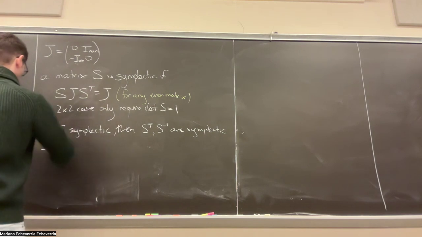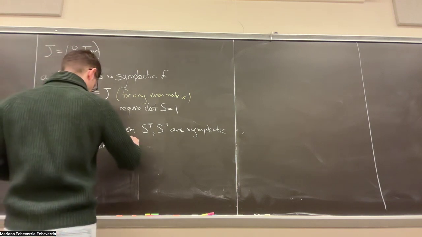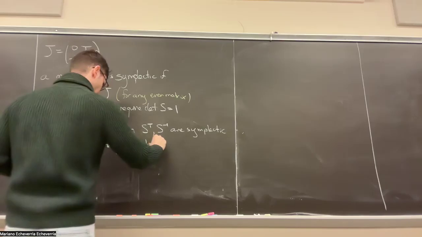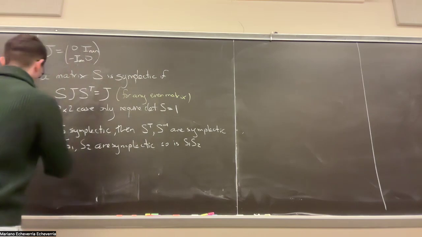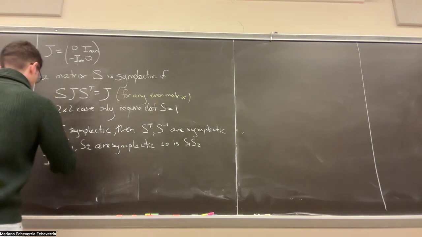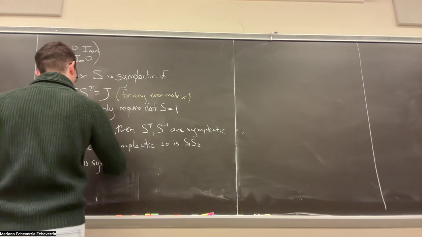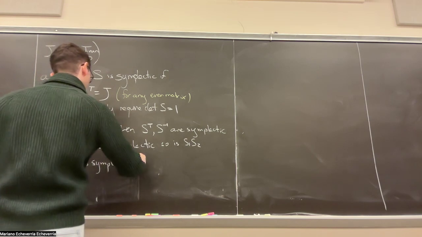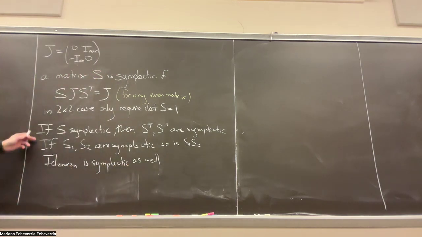And then if S1, S2 are symplectic, their product is symplectic as well. So it's S1 S2, and also the identity is symplectic. Well, this is the identity of size 2n times 2n. For those who have seen this, these are the conditions for the symplectic matrices to form a group. Not that we are going to use that too much at the moment.